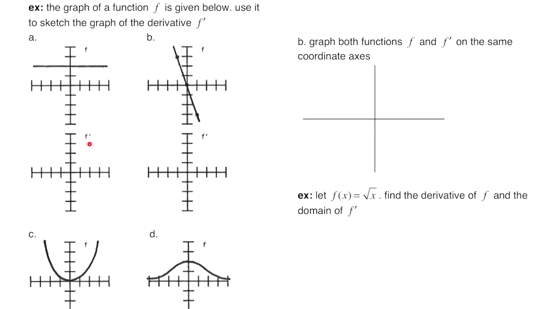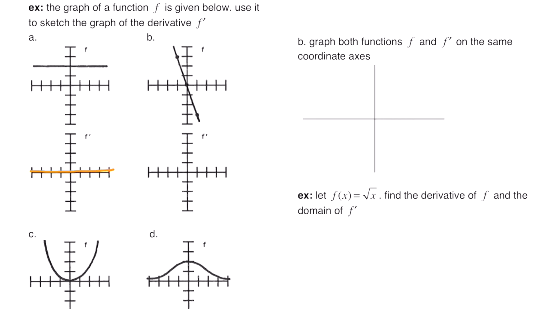Remember, f prime represents the slope of the tangent line. So if you think about this function at any point on its graph, the slope of the tangent line is a slope of 0, and that's a constant slope for the entire curve. So since the slope of the tangent line of f is 0 at any point along the curve, for f prime we're going to graph a height of 0.